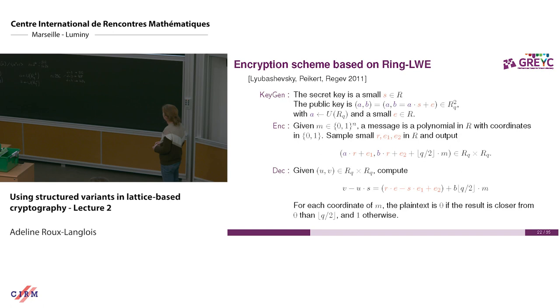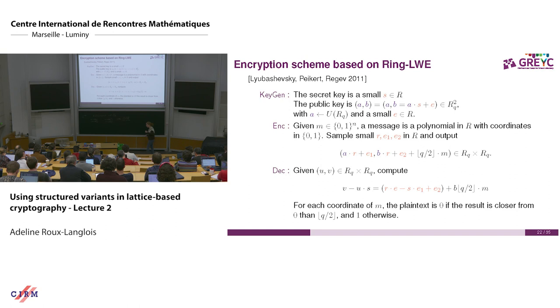So now you can encrypt. When I defined Regev's encryption, I used one bit to encrypt because it was easier. Now for free, you go from one bit to n bits because you are considering a polynomial. You encrypt the message m in R, taking its coordinates in {0,1}, so each of its coordinates will correspond to one bit of what you want to encrypt. And now I sample small elements r, e1, and e2 in R. When I say small, you can think Gaussian.